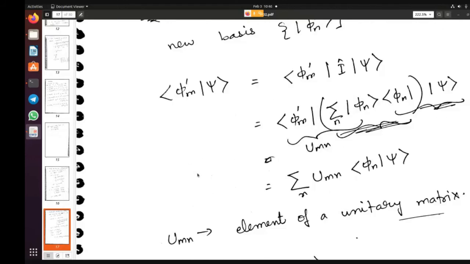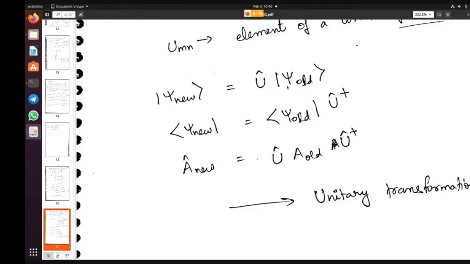The new psi is basically the unitary matrix multiplied with the old ket psi, and the new bra psi is basically the bra psi multiplied with the dagger of the unitary matrix. The new A operator is U into the old A operator into U dagger. These transformations are known as the unitary transformations.